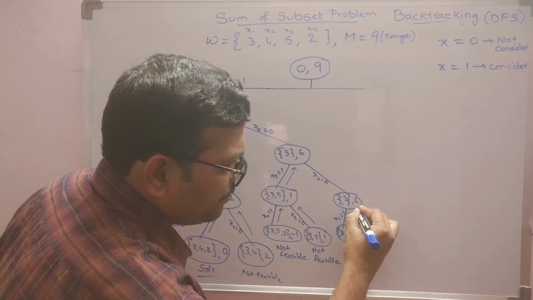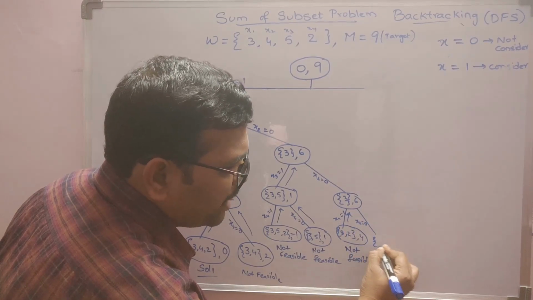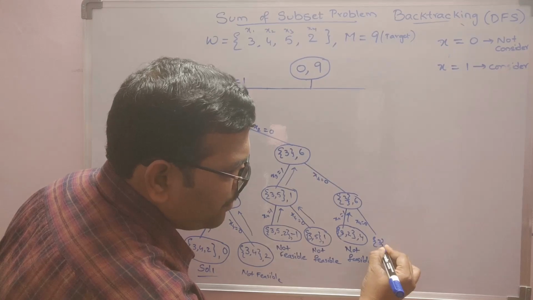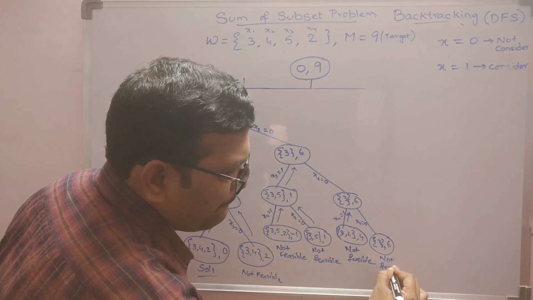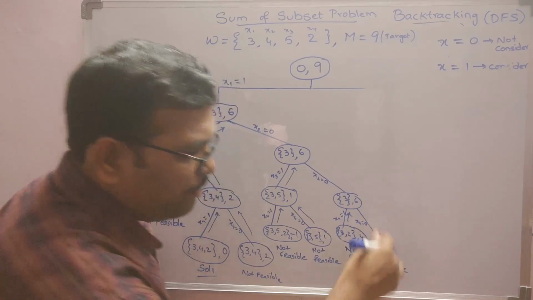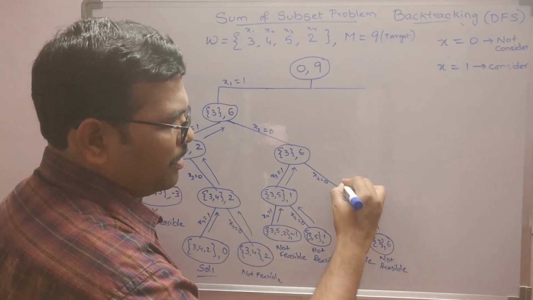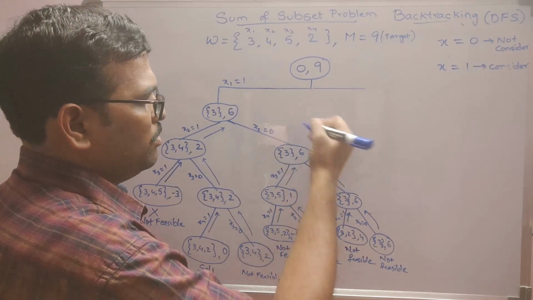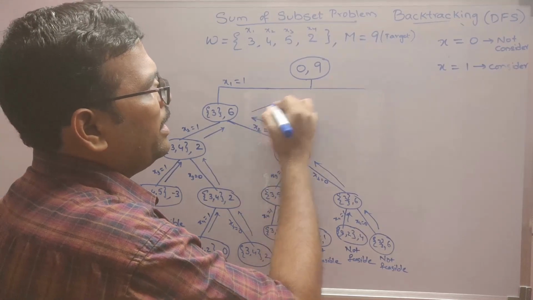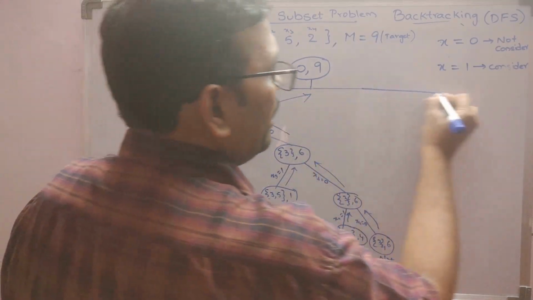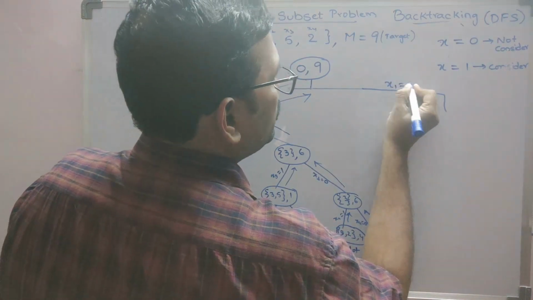Similarly backtrack. Without considering x4, x4 is equal to 0, this becomes again 3 comma 6. This is also not feasible. It can't be further divided because this is the last element. Now again backtrack. Check all the possibilities. No, here also there is no possibility. Backtrack, and again backtrack, and now we are supposed to consider x1 is equal to 0.